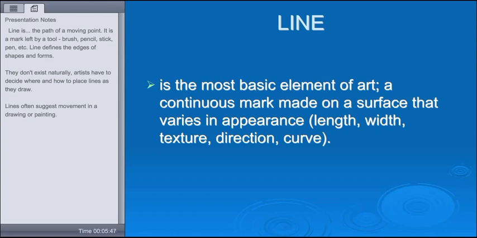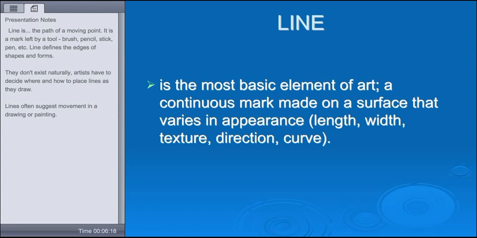Line is the path of a moving point. It is a mark left by a tool, a brush, a pencil, a stick in mud, a pen. When you were looking at cuneiform in Mesopotamia, that's also a line. It defines the edges of shapes and form, and they really don't exist naturally because you have to decide where and how to place the line as you draw it. That is what you do as you write. That's what an artist does.